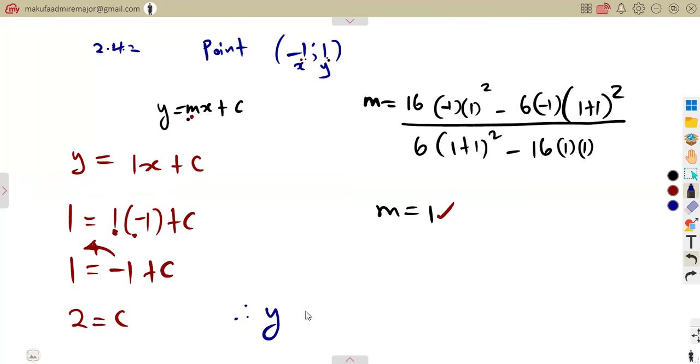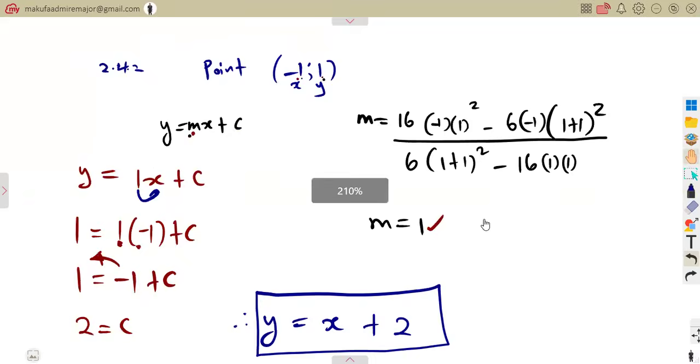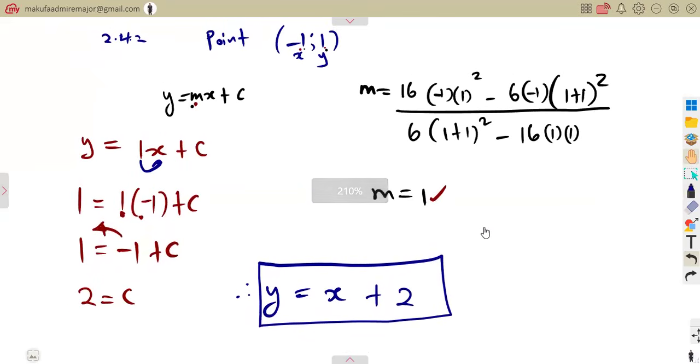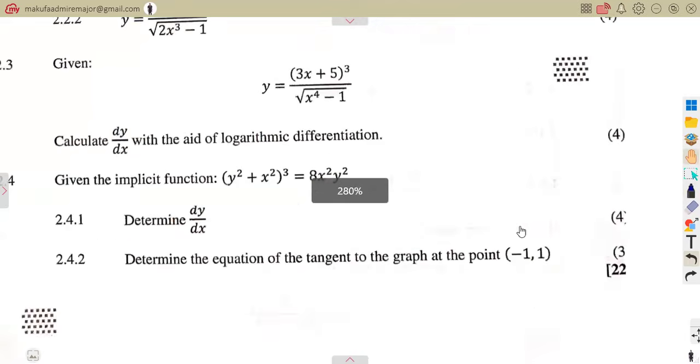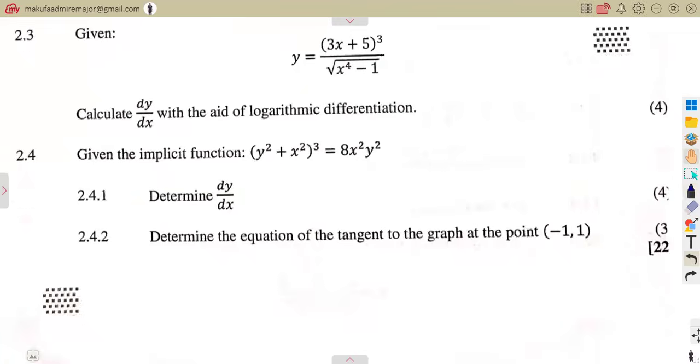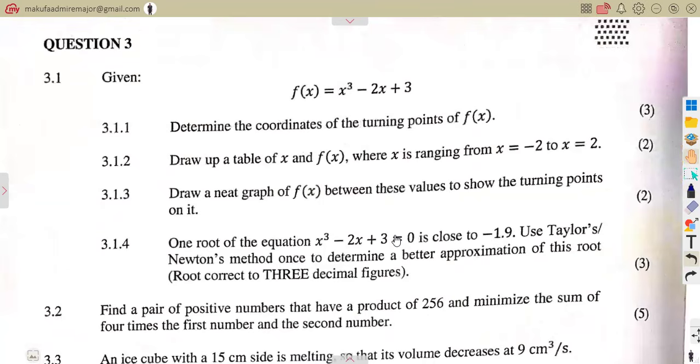So therefore, our equation was y is equal to mx, which is 1x, plus c, which is 2. So 1x is just the same as x, guys. Okay, so in this case, that was what you're supposed to have obtained as the equation of the tangent. It is a continuation of what we had from the implicit function. You determine the derivative. It's just a continuation there. That point lies on a function, but considering the equation of a tangent, that's a straight line.